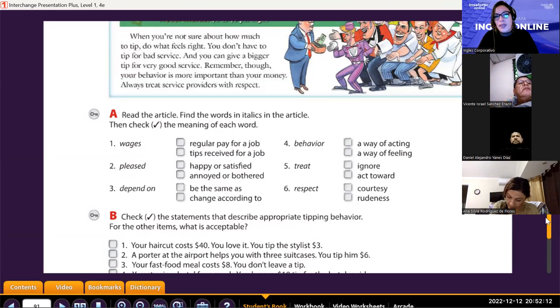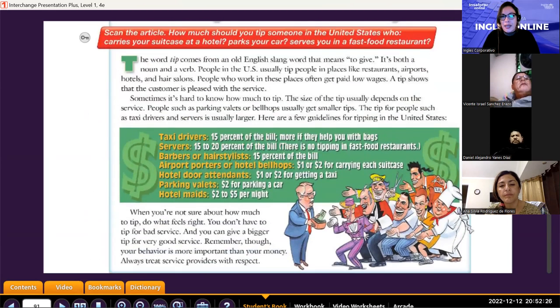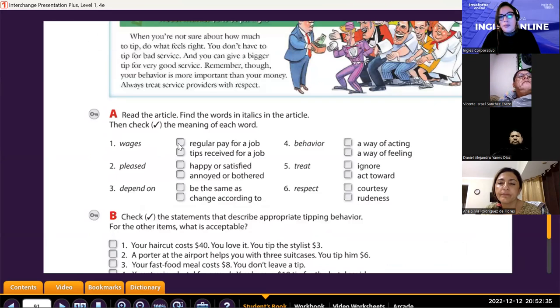I remember that we heard and read the word wages. What does it mean? Is it the regular pay for a job or tips received for a job? Do you remember in which part of the reading that word is? Salarios. That's correct. So what would be the definition? Number one, wages. Would that be regular pay for a job or tips? I guess regular pay. Yes.